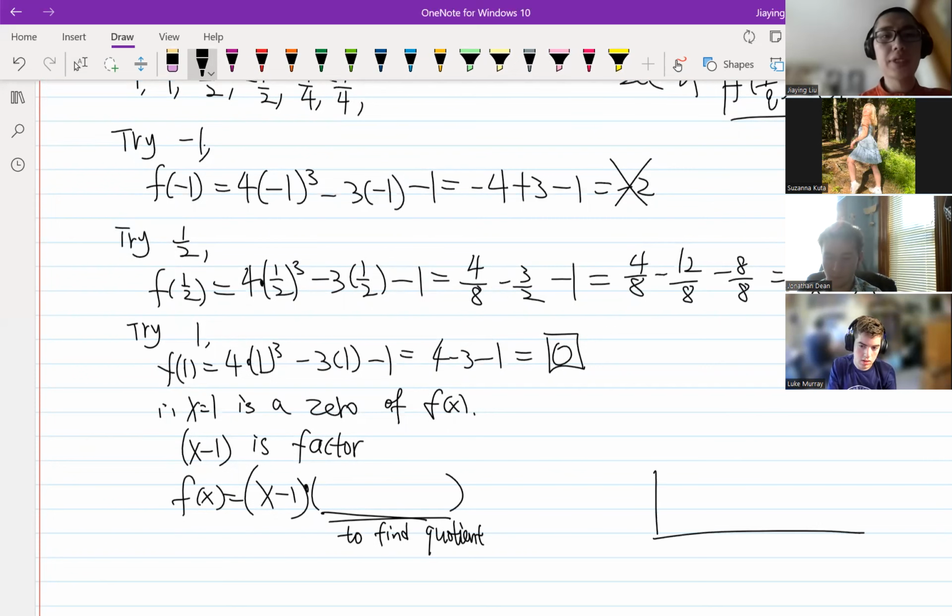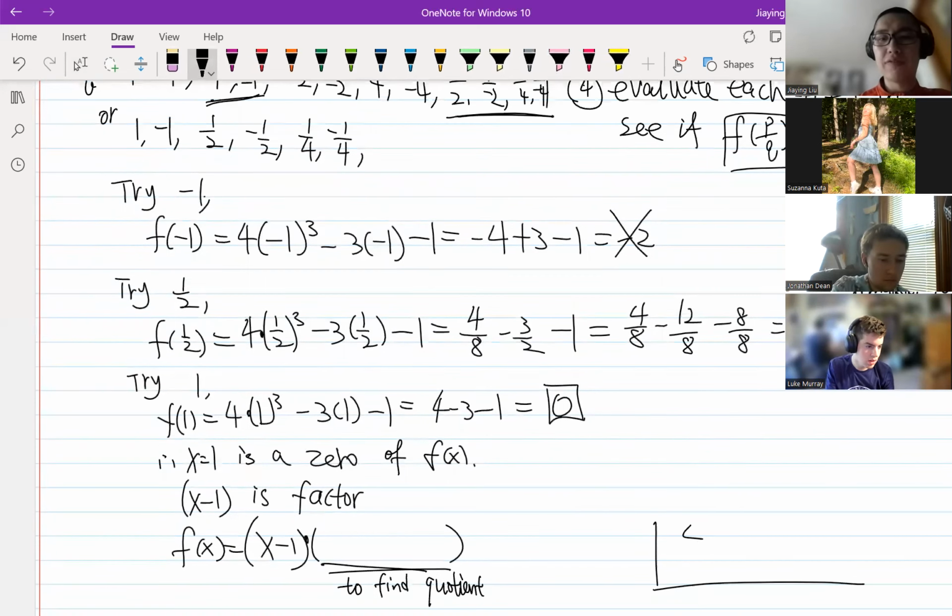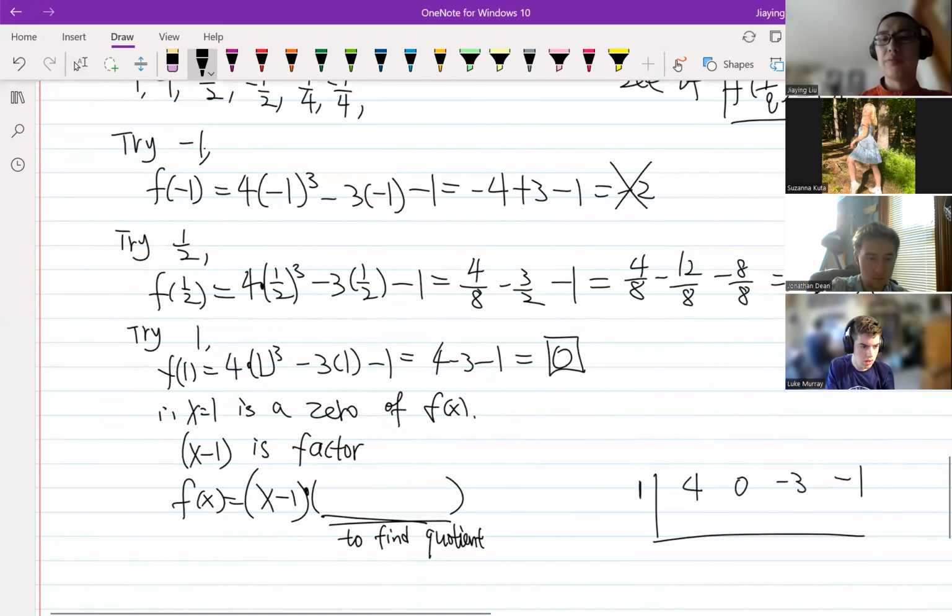So I begin with 4x cubed, so that's a 4. And I don't have x squared, so there's a 0x squared. Then I have negative 3x and a minus 1. So I already know x minus 1 is a factor, so I'm going to put 1 here. So we bring down the 4. And 1 times 4 is 4. 4 plus 0 is 4.